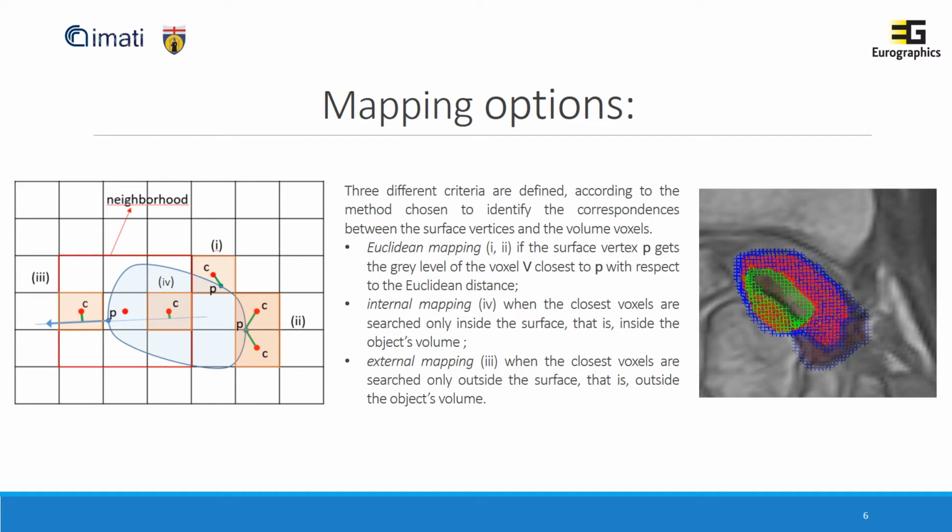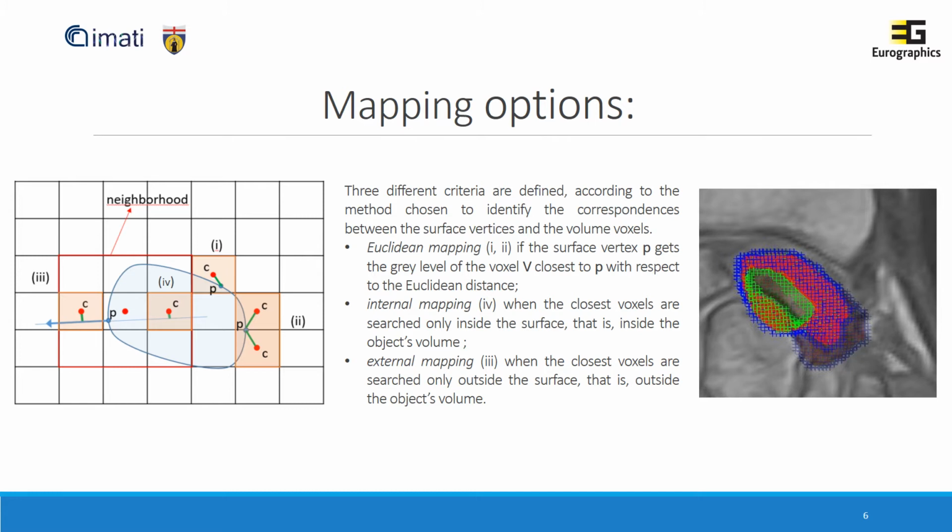What distinguishes the tree exploration methods is how the correspondences are identified. Here you can see the list of the methods: the Euclidean mapping, where the surface vertex gets the gray level of the voxel closest to it with respect to the Euclidean distance; the internal mapping, where the closest voxels are searched only inside the surface; and the external mapping, where the closest voxels are searched only outside the surface. The internal and external mappings are based on the distance along the normal to the surface at the vertex considered.